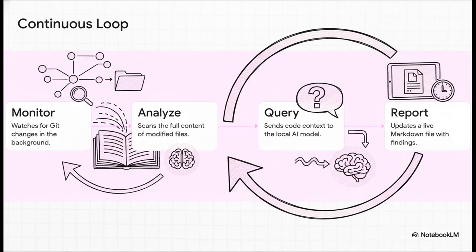So how does it pull this off? It's actually a pretty clever little process running in the background. It's just a constant loop. It watches your Git folder for changes. The second you save a file, it grabs the entire file to get all the context and sends it to your local AI model. Then boom, it updates a live report with any suggestions. It just keeps doing this, over and over, like your own personal, tireless coding assistant.